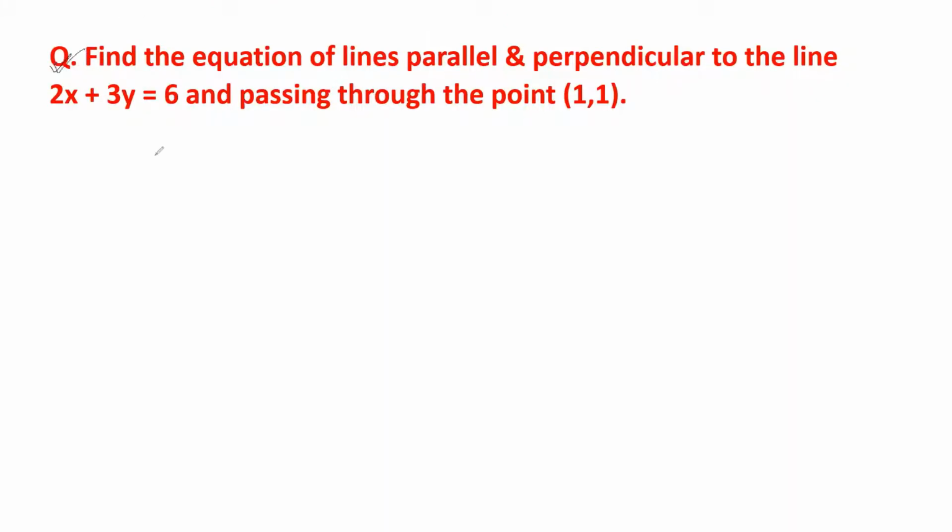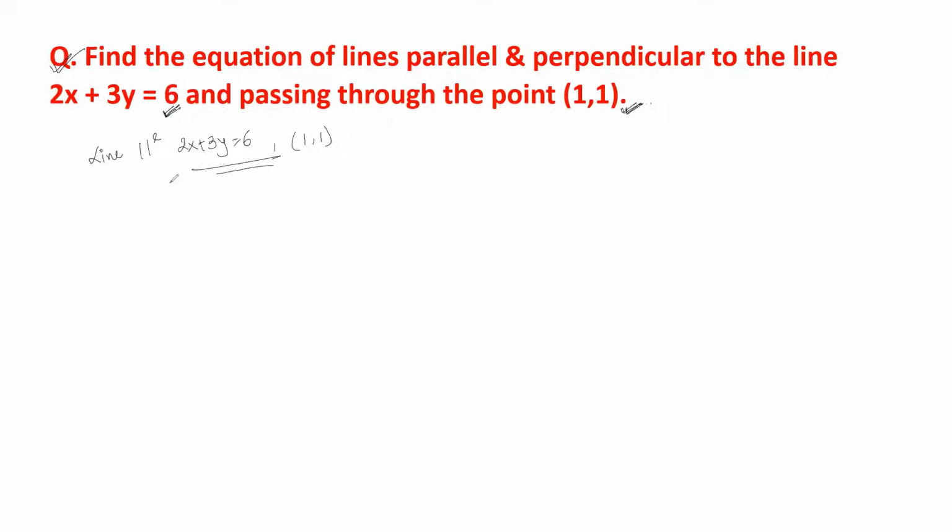Now, let us see this question based on the parallel and perpendicular line concept. Find the equation of lines parallel and perpendicular to the line 2x plus 3y equal to 6 and passing through the point 1, 1. So there are two lines. First line is parallel to this line and passing through the point 1, 1, and there is another line which is perpendicular to this line again and passing through the point 1, 1 again. So let us start with the line which is parallel to the line 2x plus 3y equal to 6 and passing through the point 1, 1.